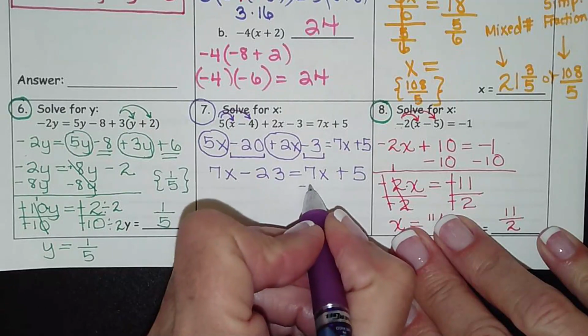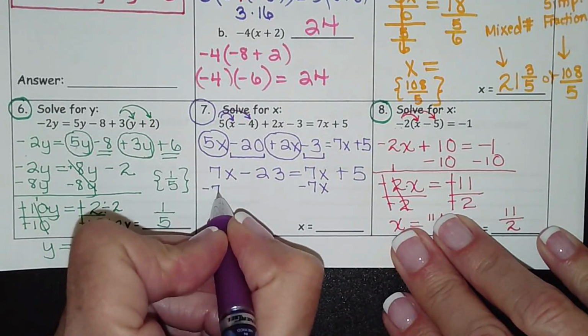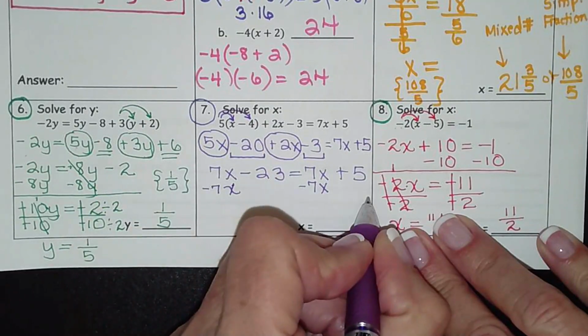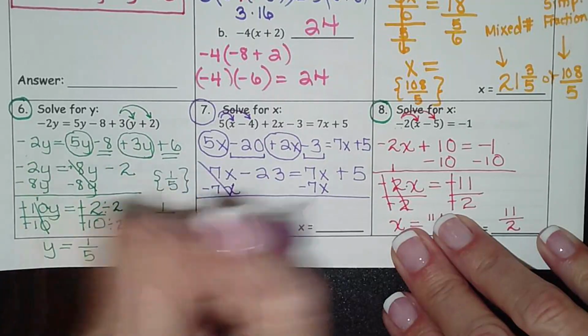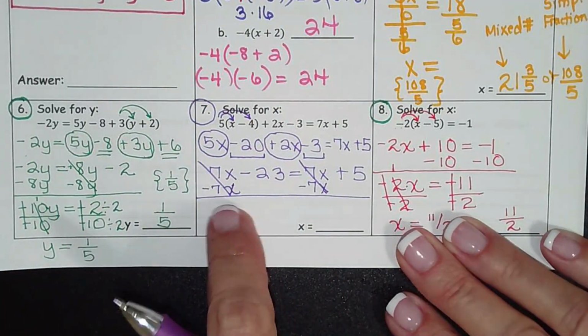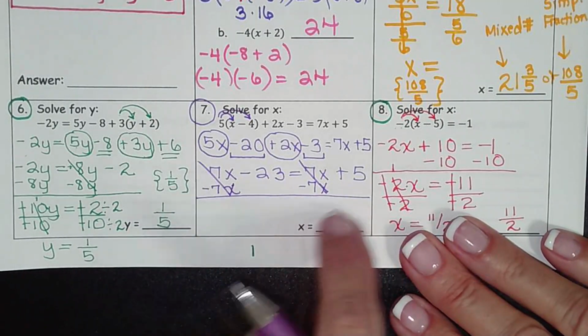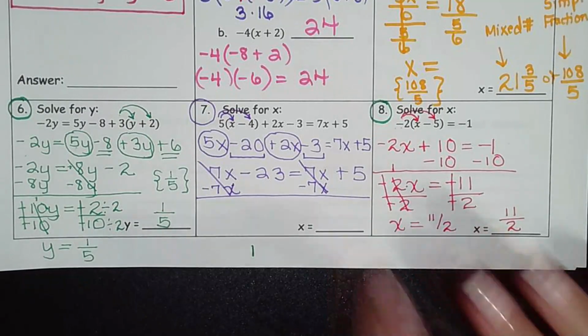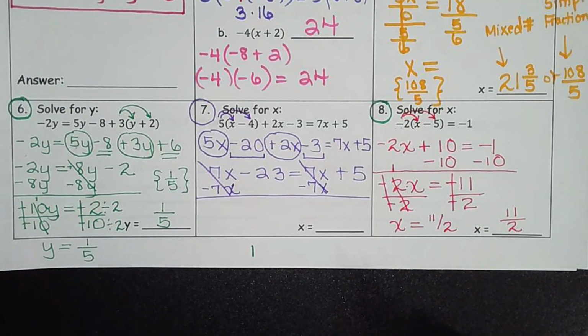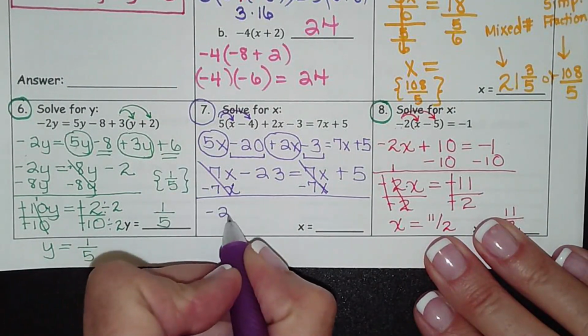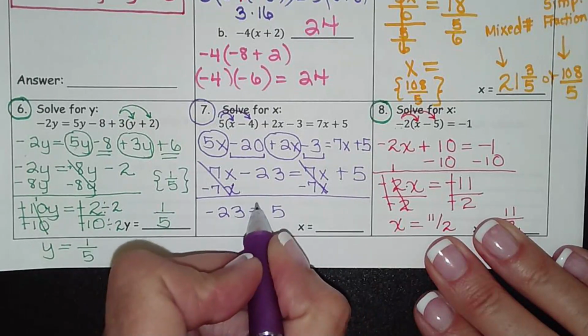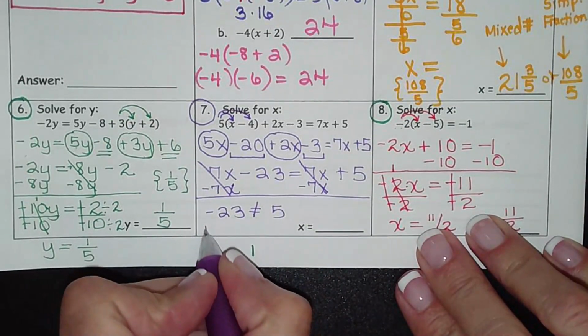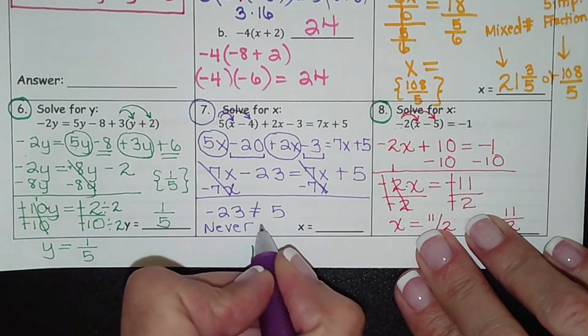So when we bring the 7x over, we have to do the opposite. Remember, both sets of 7x's cancel. Don't bring an x down. That's a number one mistake. Students do x minus 23 equals 5 and they add 23 to both sides and write the answer as 28. No, 7 minus 7 is 0, not 1x. It's 0, gone. There are no x's left in the problem. So then we're left with negative 23 equals 5. That is not a true statement. So never true means no solution.